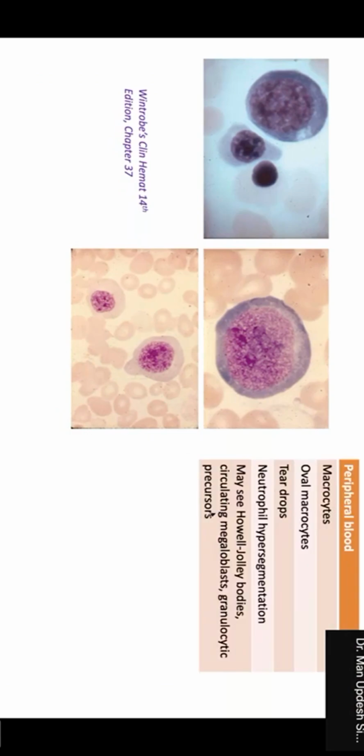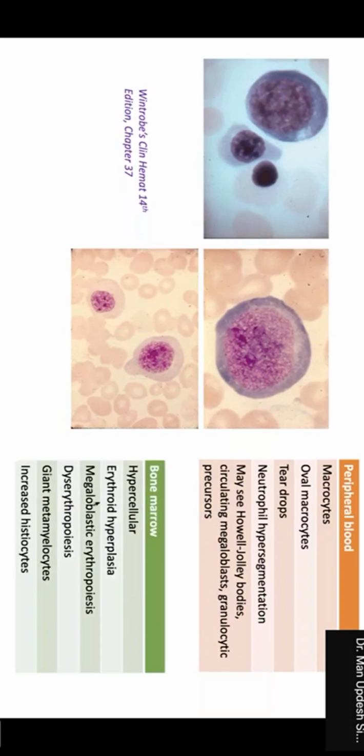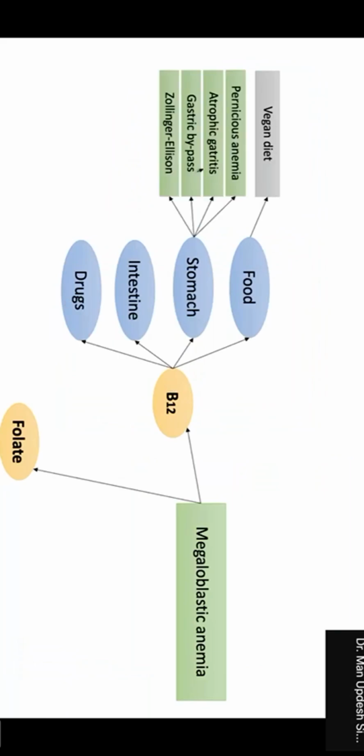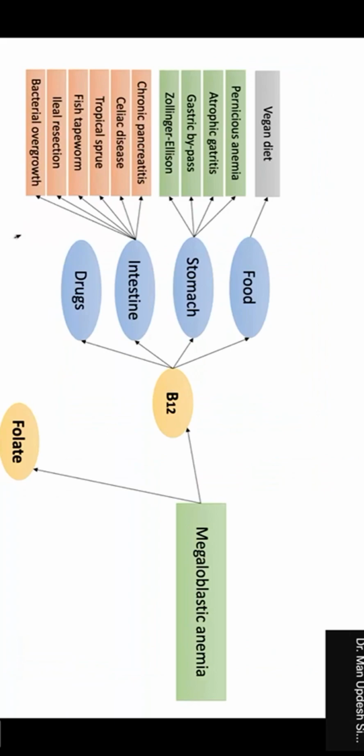Okay, so those are the usual findings in peripheral blood. That's just theory. You can read it off: macrocytosis, oval macrocytes, teardrops, hypersegmentation, and some other findings. Bone marrow, of course, hypercellular, erythroid hyperplasia, megaloblastosis, some amount of dyserythropoiesis might come off, giant metamyelos, band forms, increased histiocytes because of cell death, ineffective hematopoiesis. So again, theory, B12, folate, there might be causes of food, stomach, intestine, drugs, and various causes. So I mean, we can go through that, but that's not the purpose. We are more towards how to differentiate between one thing or the other.